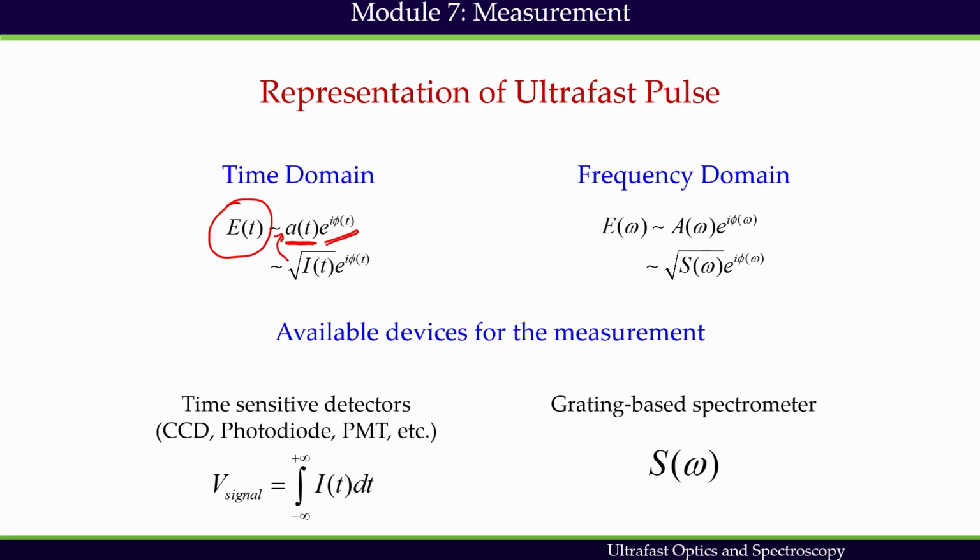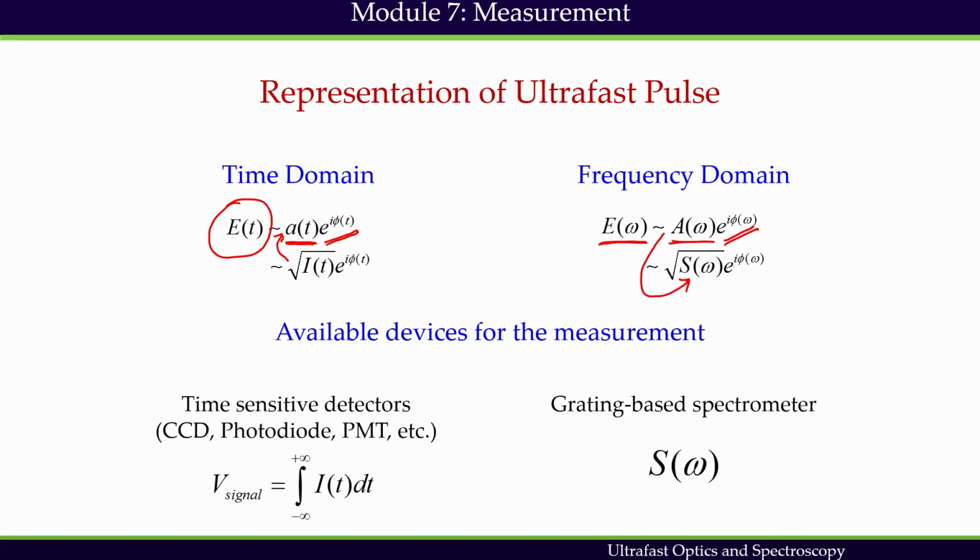On the other hand, in the frequency domain, a pulse is represented as the field envelope in the frequency domain and its spectral phase. And this field envelope is related to the spectrum which we record, following this equation: A(omega) equals the square root of S(omega).